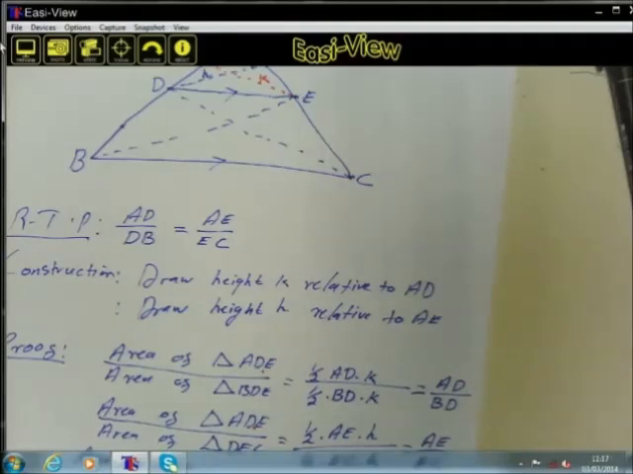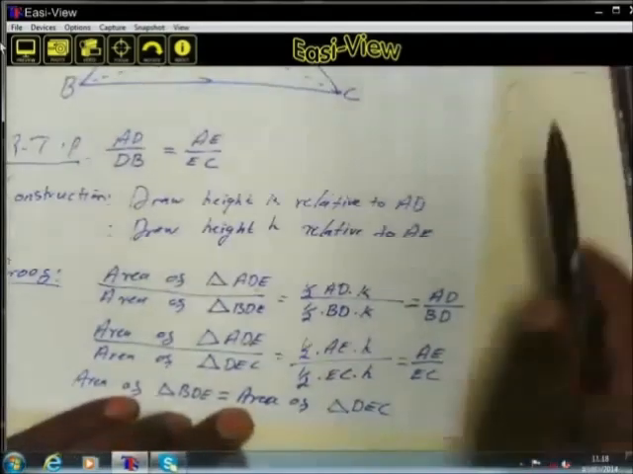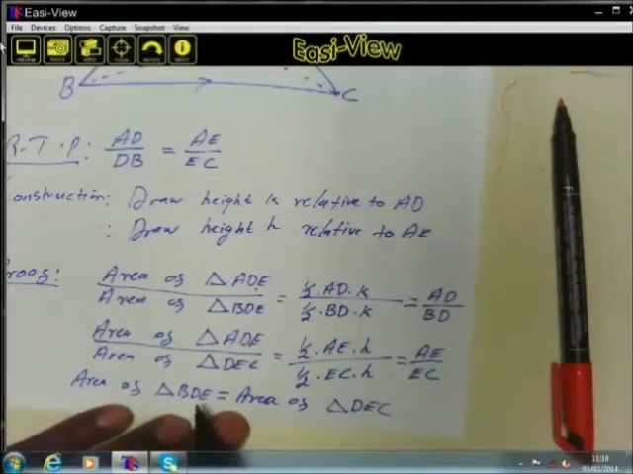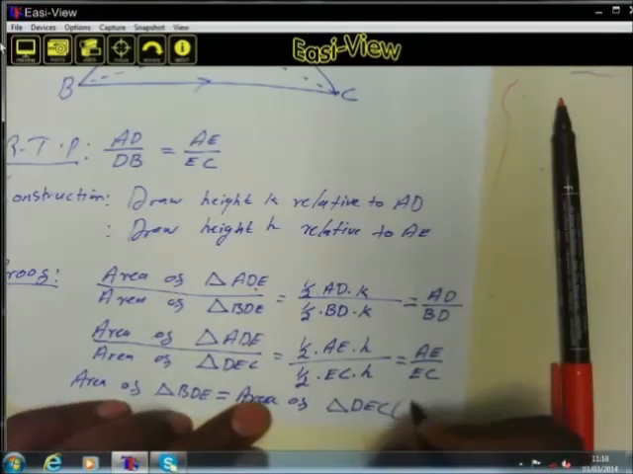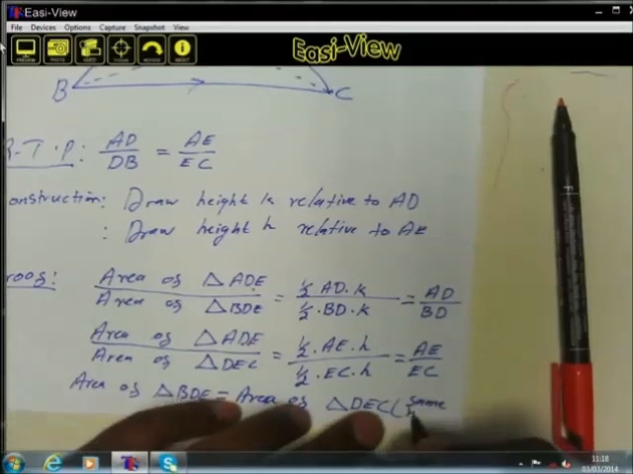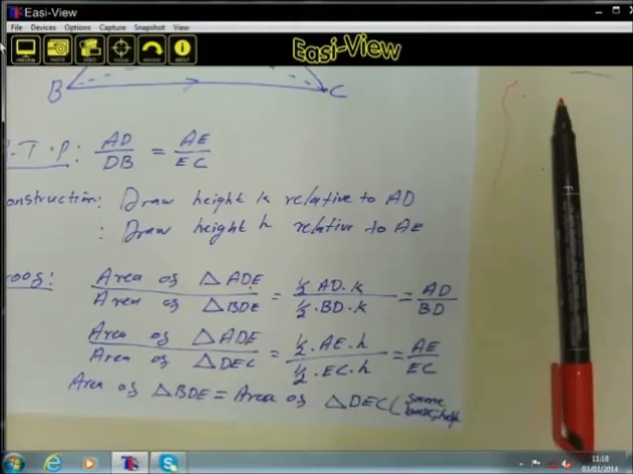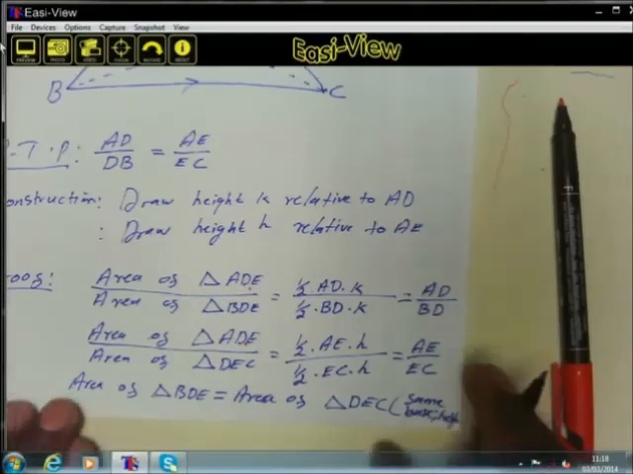Area is equal to half base multiplied by height. So the two triangles have got the same base and the same height. That's how we conclude that their areas are the same. That's why I said the area of triangle BDE is equal to the area of triangle DEC. The reason is the two triangles have got the same base and height, because they lie between parallel lines. Thank you. Let's go back to our ratio.